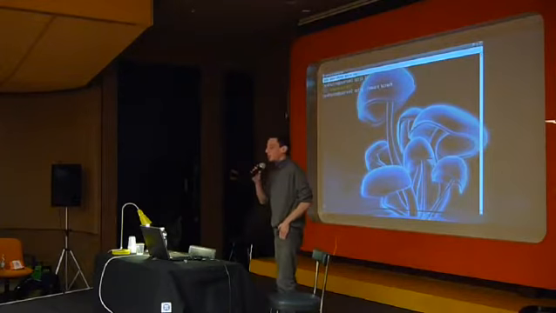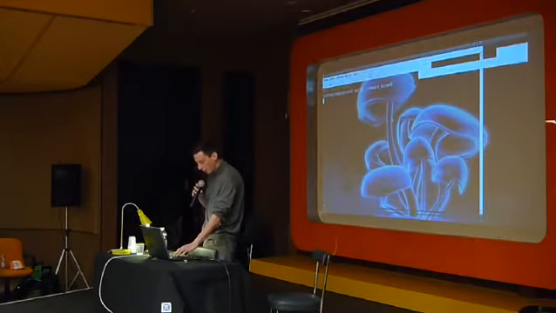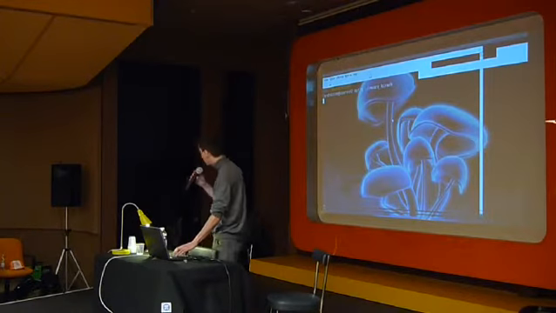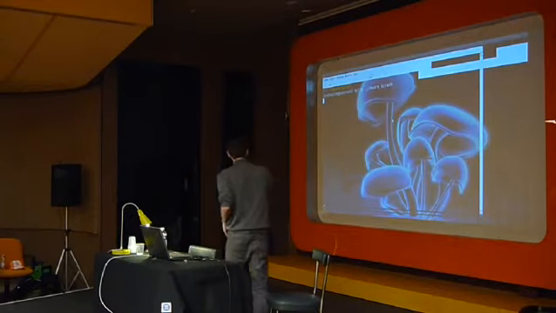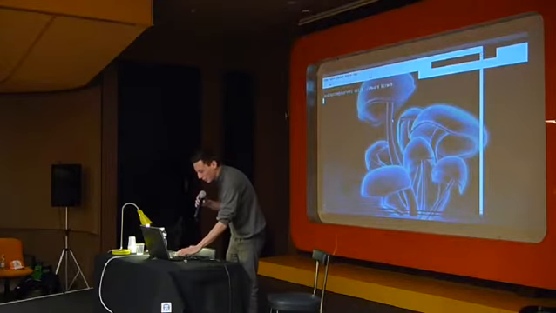Okay, so I'm triggering the exploit, and then nothing seems to happen. But okay, my kernel died. No, it really did die. I cannot do anything anymore.